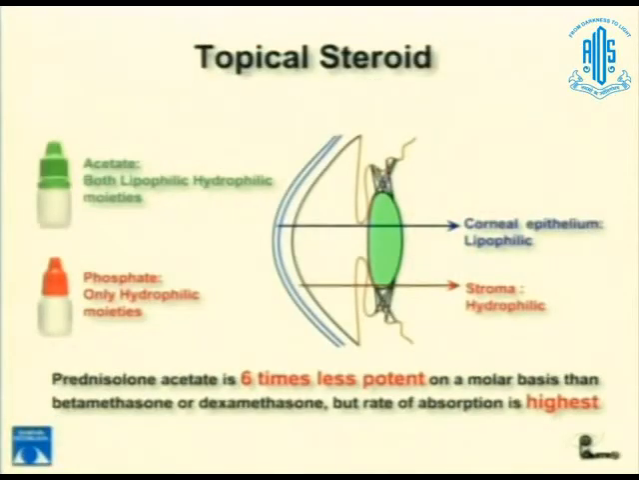Now we'll see the acetate and the phosphate. What is the difference between these two? Phosphate has only hydrophilic moieties, whereas the acetate has both lipophilic and hydrophilic moieties. And if you see, the anatomical barrier, the corneal epithelium, is lipophilic and the stroma is hydrophilic. So who wins? Acetate is the winner. That is the reason prednisolone acetate, though it's 6 times less potent than dexamethasone on a molar basis, is still the preparation of choice in anterior uveitis.